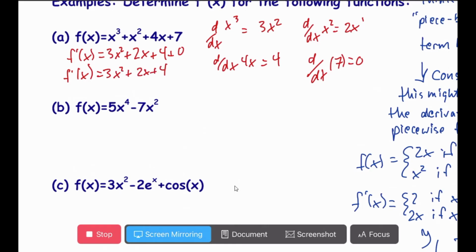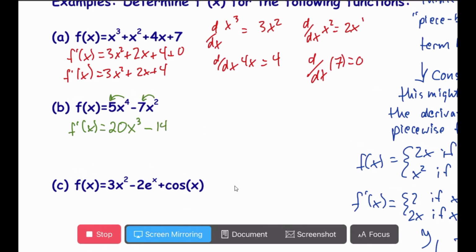Let's do our next one. I'm not going to show as much work this time. We're beginning to see the patterns. F prime x equals, bring that 4 down and multiply by anything that's already there. So 4 times 5 is 20x, and reduce our exponent by 1 to the power of 3. Minus, that 2 comes down and says hello to the 7.